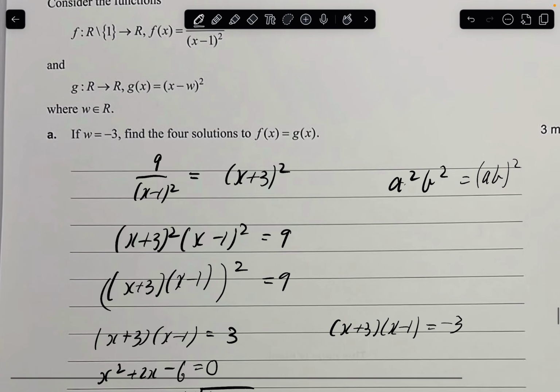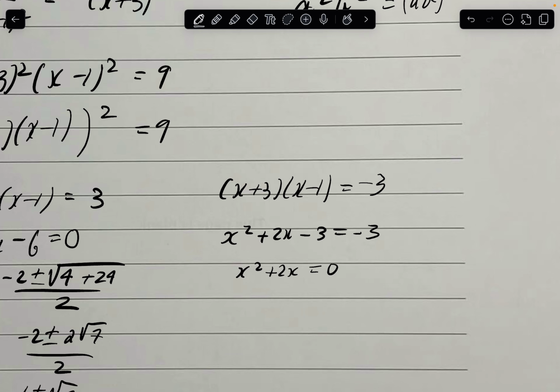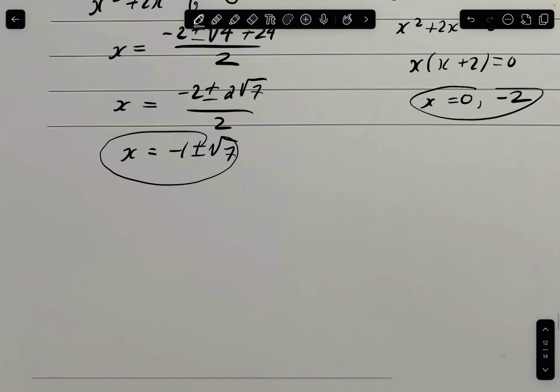And then for this one, you can say x squared plus 2x minus 3 equals negative 3. X squared plus 2x equals 0. X times x plus 2 equals 0. X equals 0 or negative 2. So these are the 4 solutions.